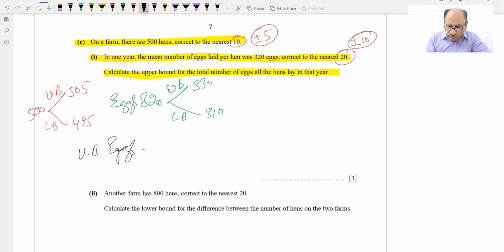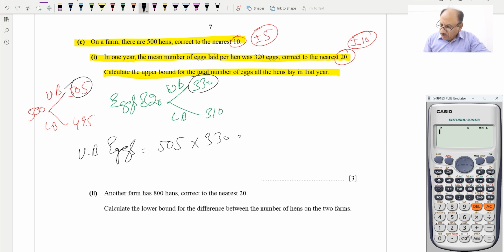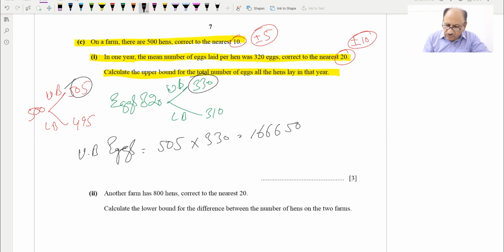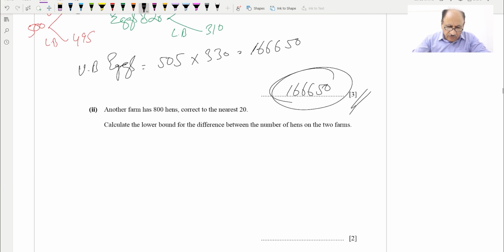Upper bound of eggs will be 505 multiplied by the upper bound of eggs per hen, which will be 330. 505 into 330 will be giving us 166650. So 166650 will be the final answer for 3 marks. Hopefully you understand this.